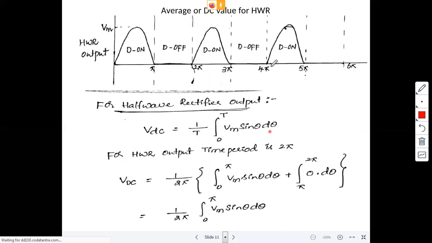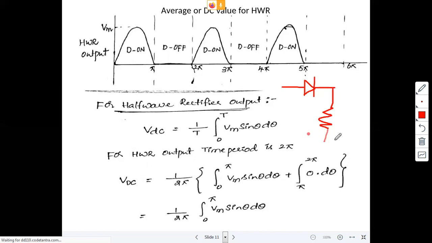Okay, now consider the same parameters, DC value or average value, for the half-wave rectifier circuit. This is the half-wave rectifier output. Already we know that half-wave rectifier output consists of either the positive cycle or the negative cycle, depending upon the circuit. This type of waveform results from this type of half-wave rectifier circuit. So this is a simple diode connected like this.